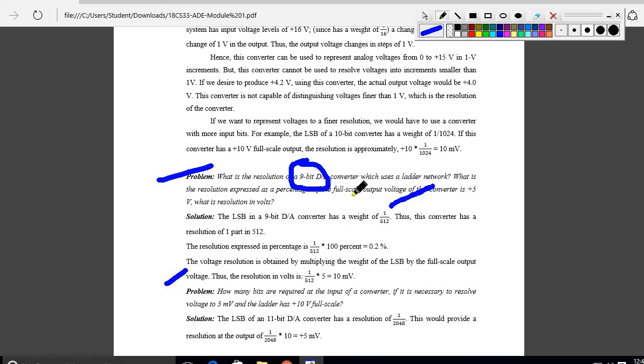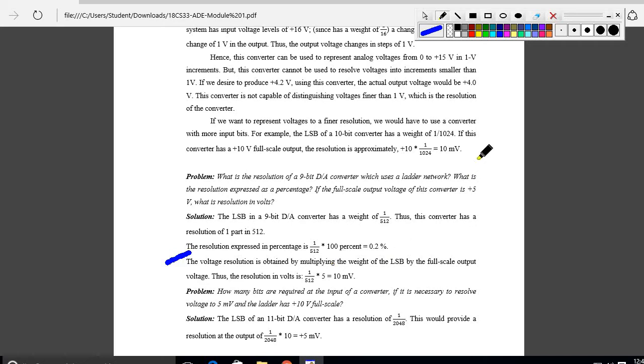We always have to remember the weight of all the bits, 9-bit and everything. Here, what is being asked is the resolution expressed as a percentage. If it is a weight of 1 divided by 512, multiplied by 100, it will give the percentage value, right? So the first part is over. The second part is asking for the resolution.